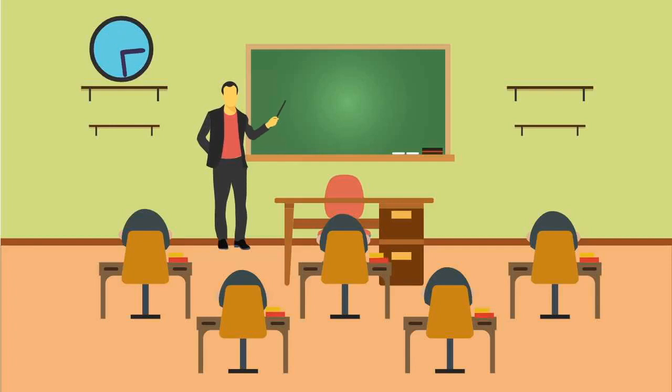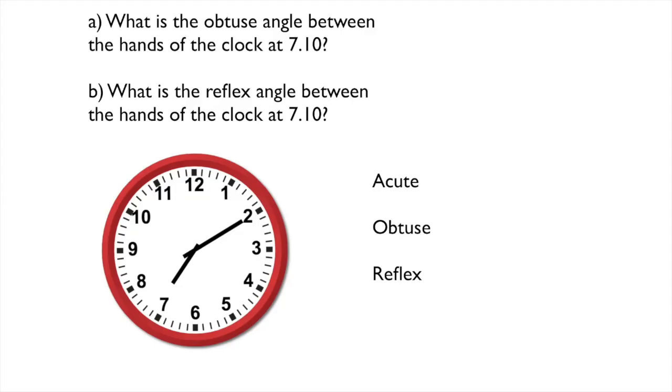Welcome to the start of our time chapter, and this first video is going to focus on the angles made between the minute hand and the hour hand on a clock. And our question today is, what is the obtuse angle between the hands of a clock at 7:10? And then part B, we're going to look at what is the reflex angle between the hands at the same time.